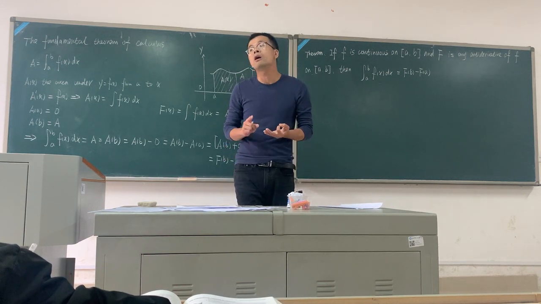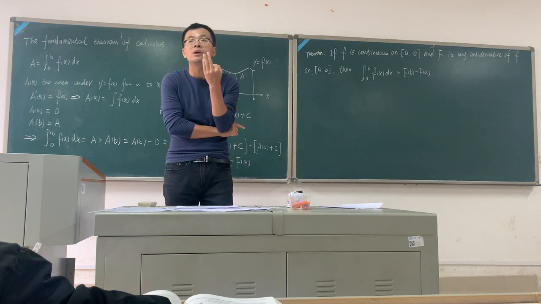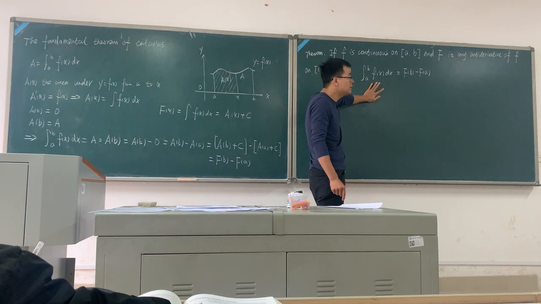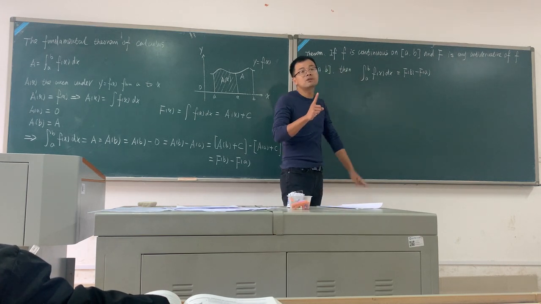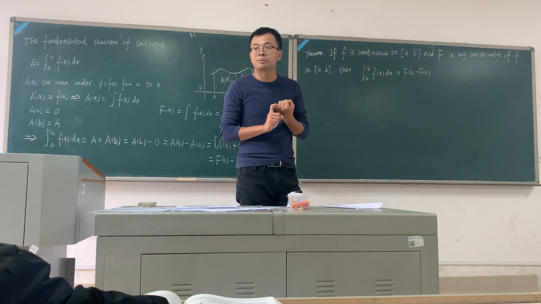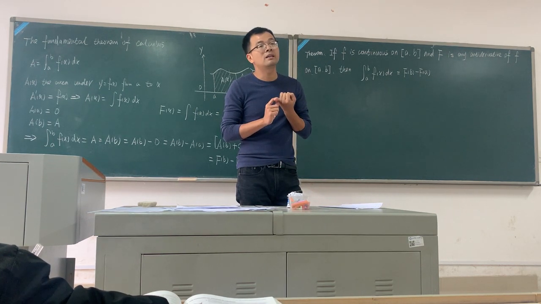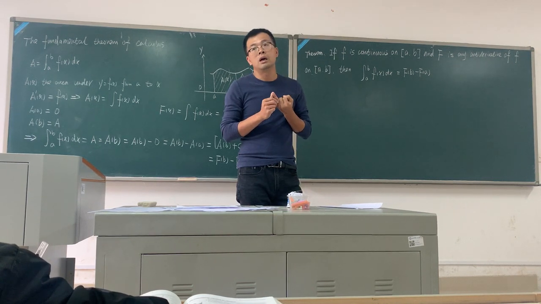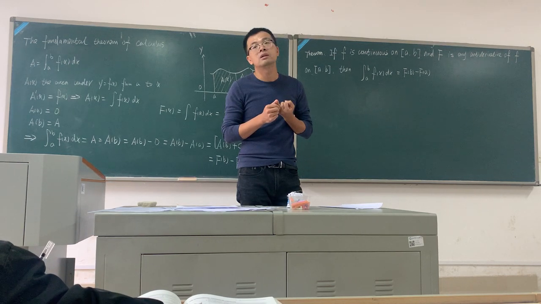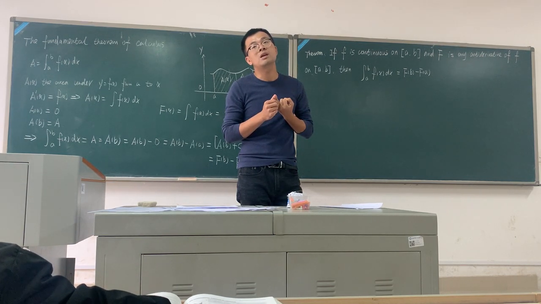So now we actually have three ways to compute the definite integral. The first way is to use the definition. We have three steps. The first is partition, the second is to construct a summation, and the third is to take the limit. So this is the first way.